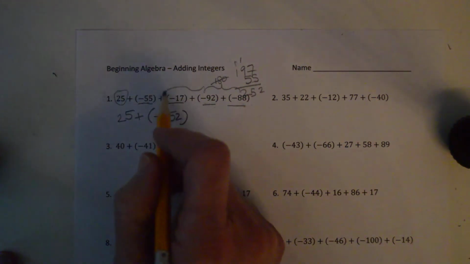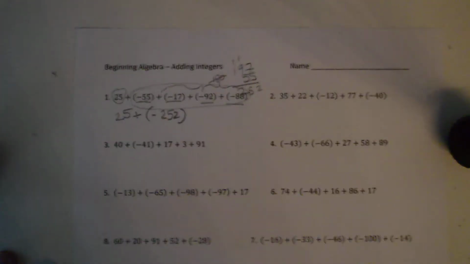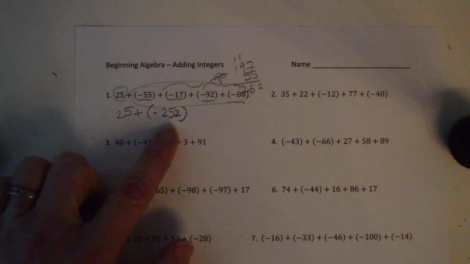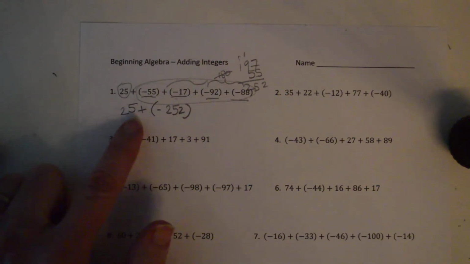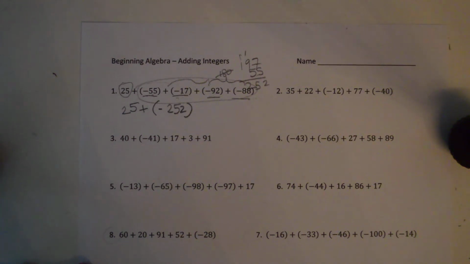Okay, so again, what I've done is I've just broken it down into a bunch of negative numbers that I'm adding together that will give me just a giant negative number, and then the sum of the positives. And again, in this case, there's only one positive.